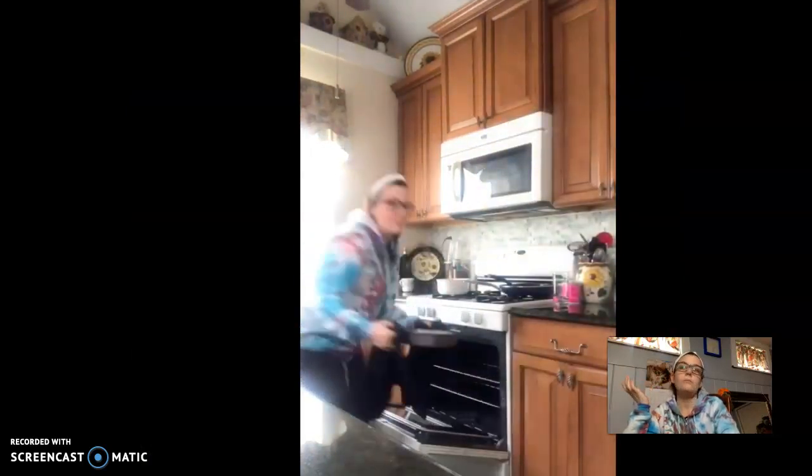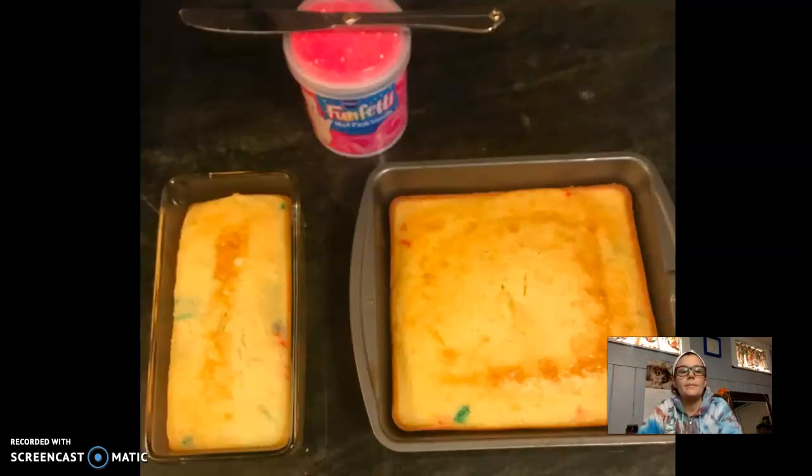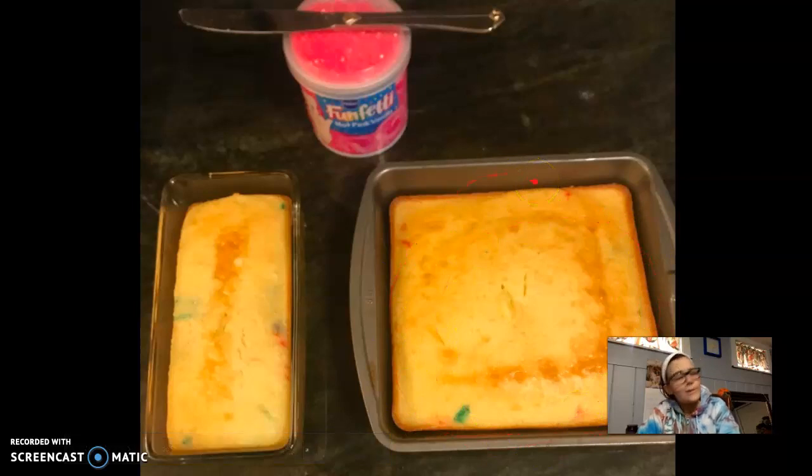So next thing you know, my cake was ready. But this was the thing. I baked my cake separately. I made a small one for me, and then I made this one for my dad and my uncle. And that's because they didn't want frosting on theirs. I don't know if it was because it was pink or because they're dieting, but they didn't want frosting on there. So I made two separate cakes.